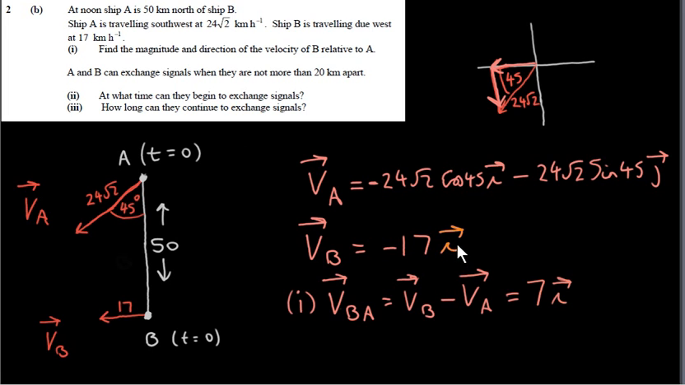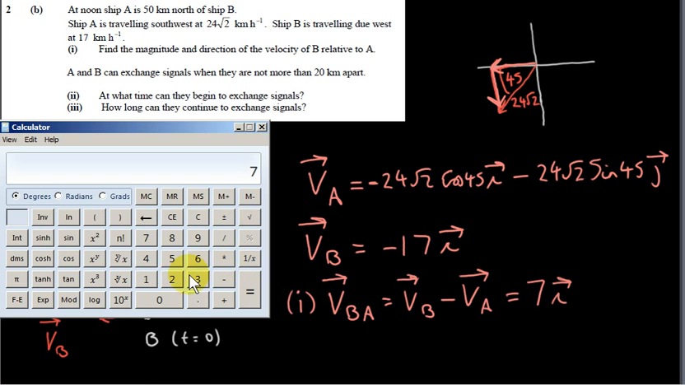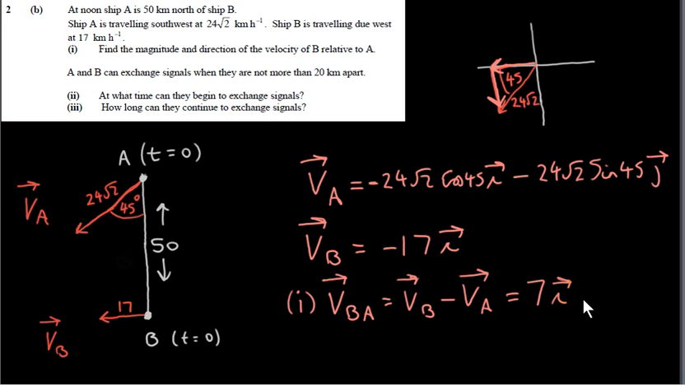Now what about the J component? Well, the J component of VB is 0. See, it's minus 17I plus 0J, so it's 0 minus this J component here. That's going to give us plus 24 root 2 sine 45. That gives us 24. So we get plus 24J. So just subtracting the two vectors.